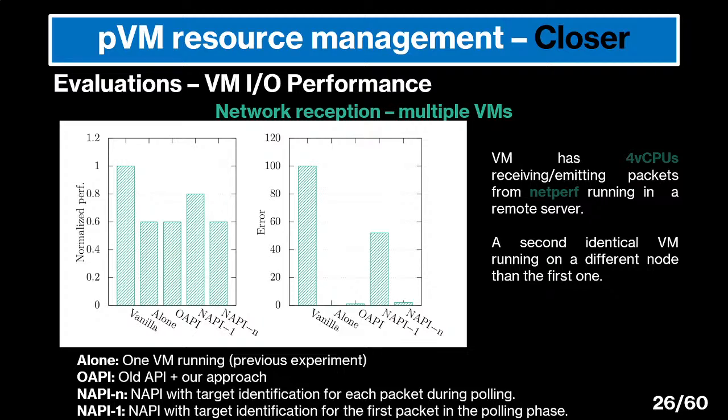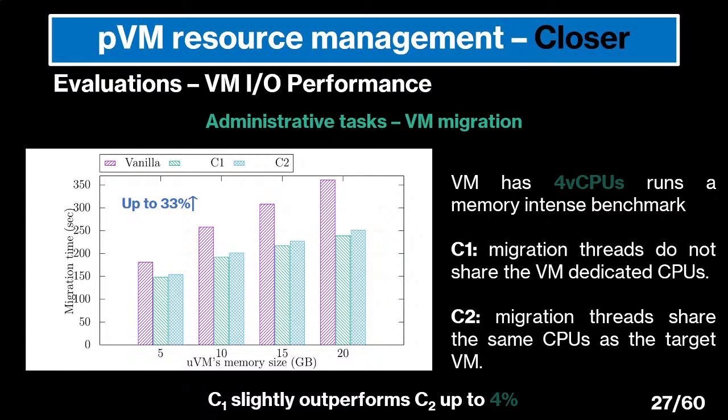So we can see that with OAPI and NAPI-N, we have good performance, and the error rate is low. But for NAPI-1, the performance improvement is lower, and the error rate is higher because we do not identify correctly for each packet which is processed. We are also able to improve migration operation by up to 33%.